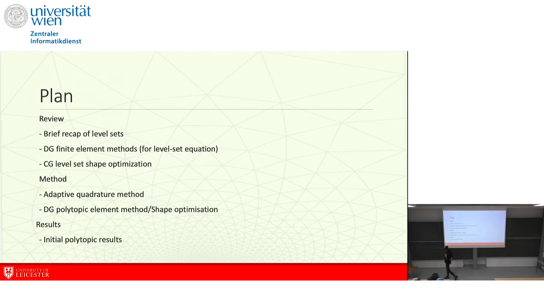So essentially, I'll do a quick, brief recap of what level sets are. That should be fairly straightforward. Then I'll go on to talk about how to solve the level set equation using DG methods, that's Discontinuous Galerkin. And then I'll talk about the shape optimization of the level set equation, followed by some methods of solving. And then finally, I'll talk about some initial results that I have gotten recently.